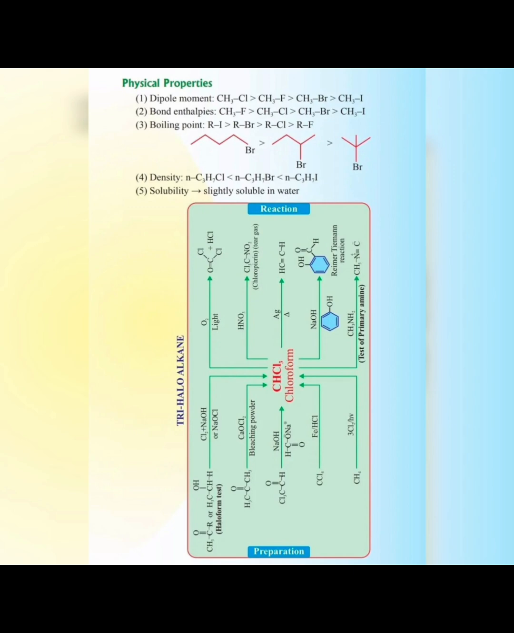The next property is density. Density is directly proportional to mass, and hence as the size of the halogen atom increases, the mass of the halogen atom also increases. So n-propyl iodide shows a higher density than n-propyl bromide, which shows a higher density than n-propyl chloride.